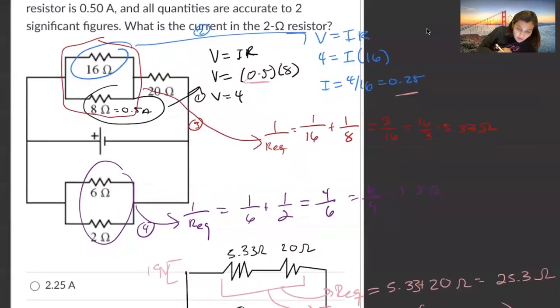And then we do the same for the bottom part, right? So we do 1/R equivalent, which is 1/6 plus 1/2, which is 4/6. Inverse of that is your R equivalent, and that's going to be 1.5 ohms.